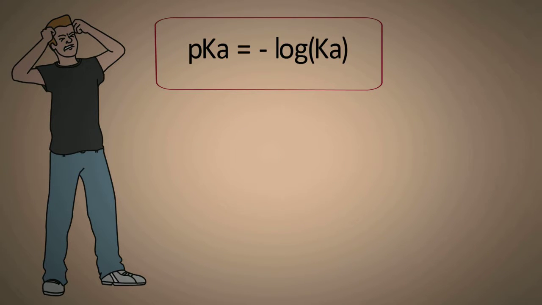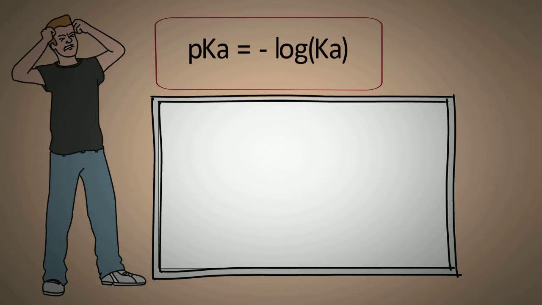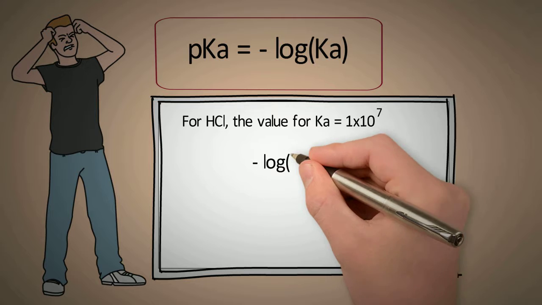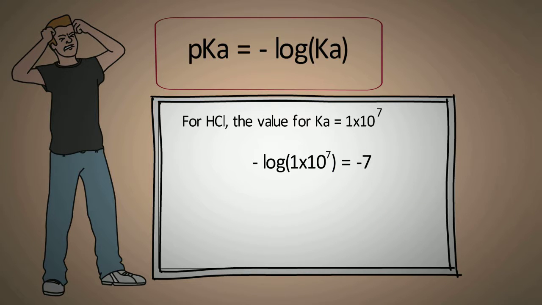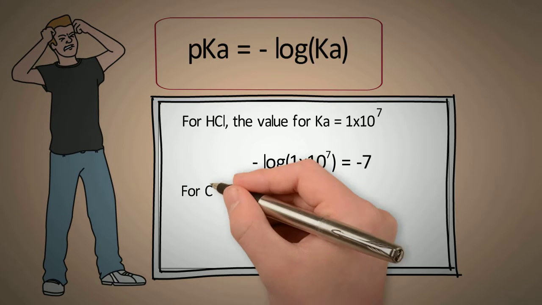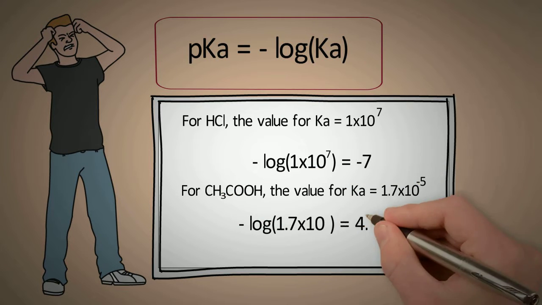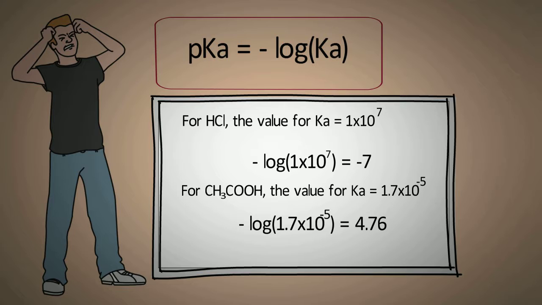So let's bring out the whiteboard. We can calculate the pKa of hydrochloric acid with its Ka value. A strong acid, and we can see the pKa is -7, a very low number. Whereas the weak ethanoic acid has a pKa of 4.76, which is a slightly higher number. So for pKa, low values are strong and higher values are weak.